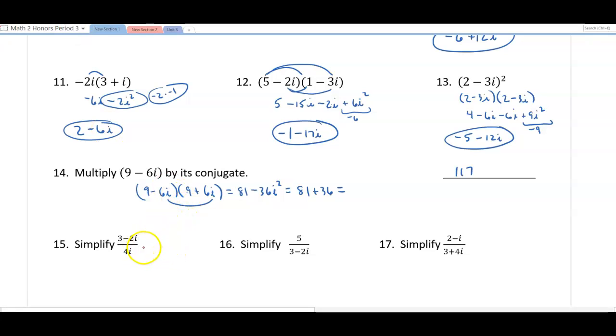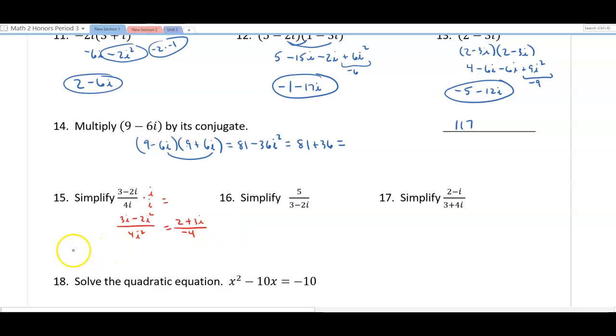Alright, number 15. Because it's kind of like a monomial, I'm going to multiply numerator and denominator by i. That would give me 3i minus 2i squared all over 4i squared. Now, negative 2 times negative 1 is going to give me positive 2 plus 3i all over negative 4. And if I look at this, you could kind of read this one of two ways. One answer could be if I divide everything by negative 1, I would get negative 2 minus 3i all over 4. Or you could basically get negative 2 over 4 minus 3i over 4, which would result in negative 1/2 minus 3i over 4. Okay. The next one, I'm going to multiply the numerator and denominator by the conjugate, which is 3 plus 2i.